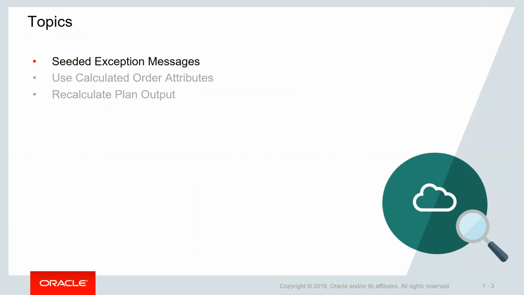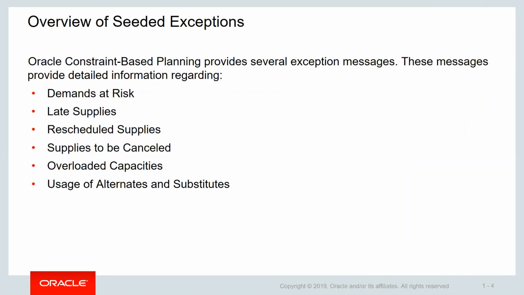The first section we are going over is the seeded exception messages. So what are these messages? Demands at risk, late supplies, rescheduled supplies, supplies to be canceled, overloaded capacities, and usage of alternates and substitutes.